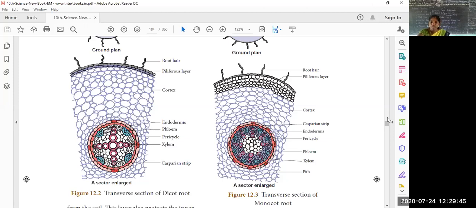Okay, if you see the transverse section of monocot root, root hair is also present, piliferous layer also present, cortex regions also there, Casparian strips, endodermis, pericycle, phloem, xylem, pith, all the cells are present like a dicot root. Okay, but there is a difference between the monocot and dicot root in the vascular bundles.